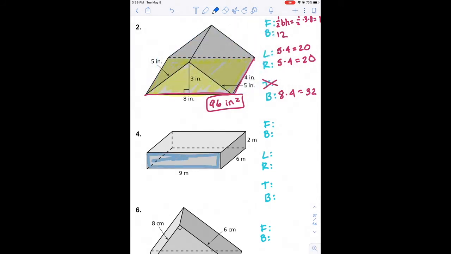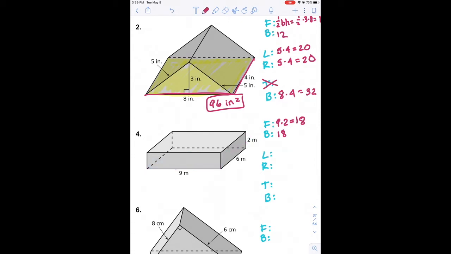So I only need to look at one of them. I'm going to choose to look at the front, but I could have chosen the back too. They're the same. I see this is 9. And how much is this? That looks like it's 2. So 9 times 2 is 18, and I get to use the 18 for back again because it's a rectangular prism, so I can assume that they are the same.